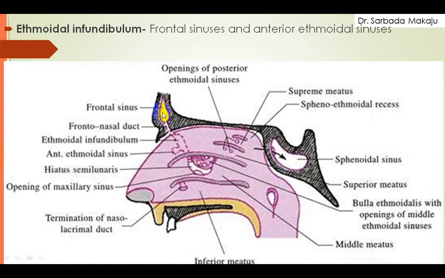This is known as the frontal sinus. With the help of this duct, known as the frontonasal duct, it opens into this area, which is known as the ethmoidal infundibulum. Anteriorly, there is one more sinus present. This is known as the anterior ethmoidal sinus, which opens into the ethmoidal infundibulum.